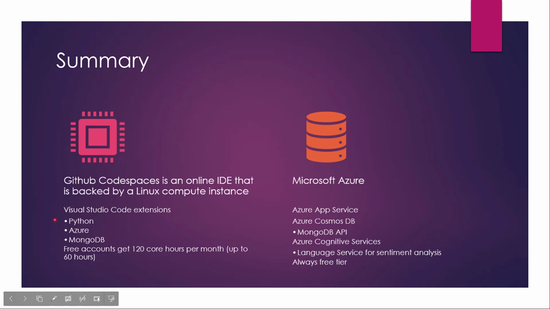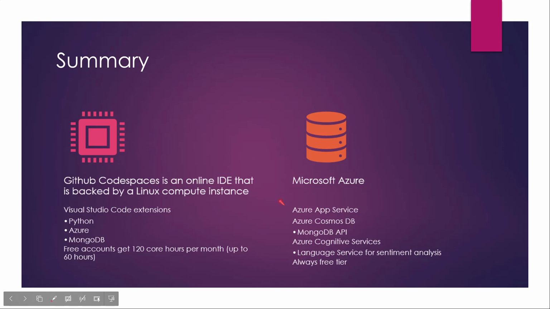So we saw the Python extension, we saw Azure, we saw Docker as well. It's not on this list, but it's in there, and MongoDB. We saw that free accounts, you get 120 core hours per month. Now, that's actually only 60 hours max, real hours, because the smallest Linux instance takes 2 cores, so 120 divided by 2 is 60. But still, that's more than enough to experiment with.